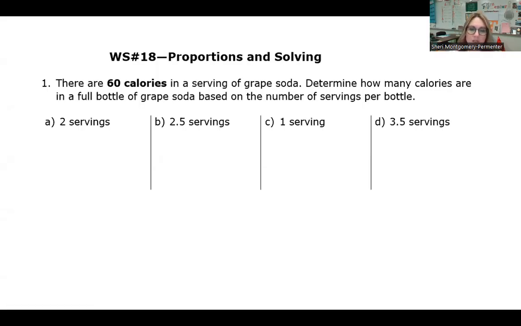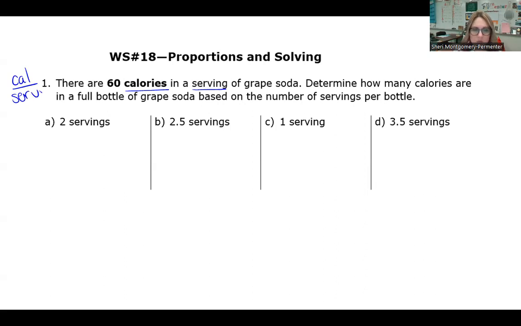First question. There are 60 calories in a serving of grape soda. Determine how many calories are in a full bottle of grape soda based on the number of servings per bottle. So the first thing that we have to do, we're setting up a proportion. And we have two things. We're talking about calories and we're talking about servings. So we just have to make a decision which one we want on the top and which one we want on the bottom. So we could just say that we want to put calories on the top and then servings on the bottom.